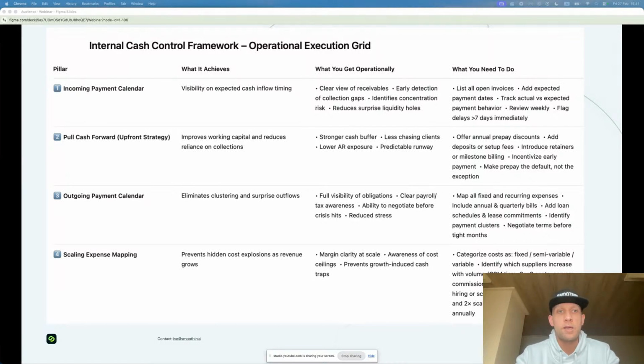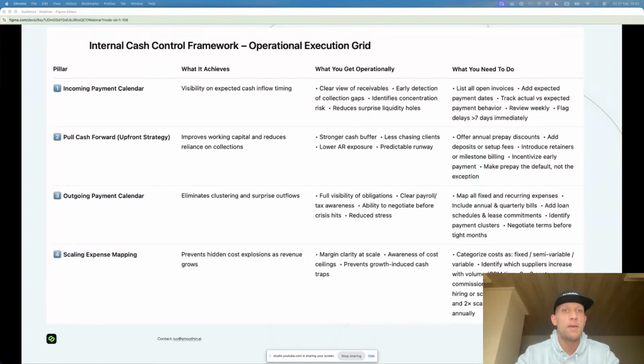So those are the 4 things that I use for us not to land in cash crunches: forecast into the future, try to get as much money up front as you can, and understand where you have risks from suppliers, so that they don't balloon out of control.